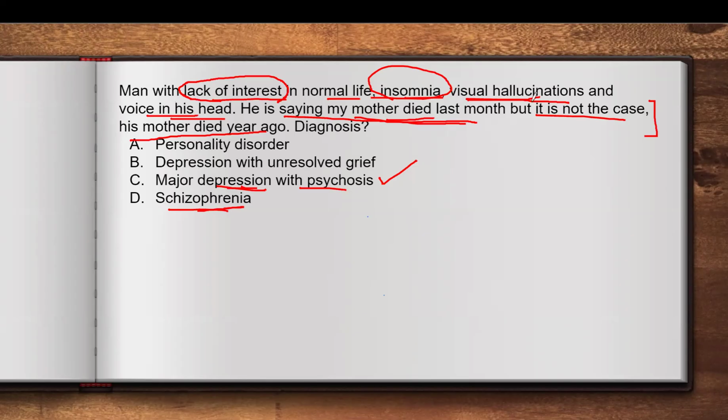Also, just because the patient has hallucinations, you cannot say that this is schizophrenia. Hallucinations and delusions can come in any psychotic episode. It's not necessarily always schizophrenia.